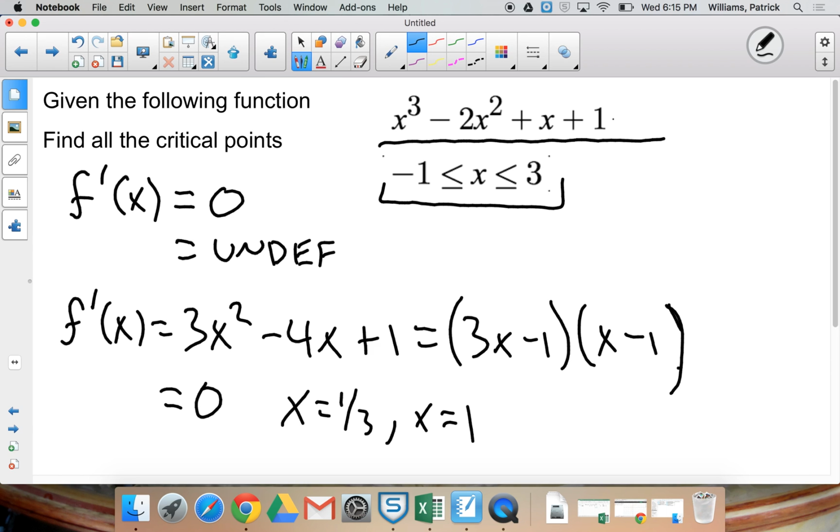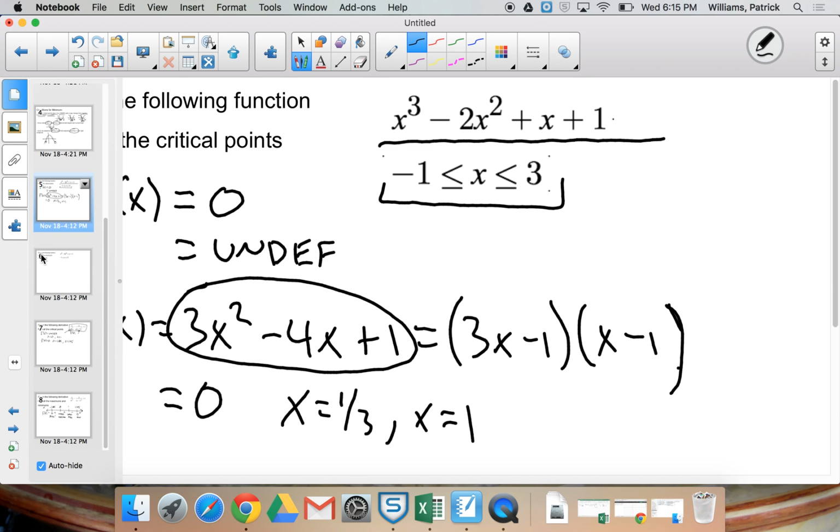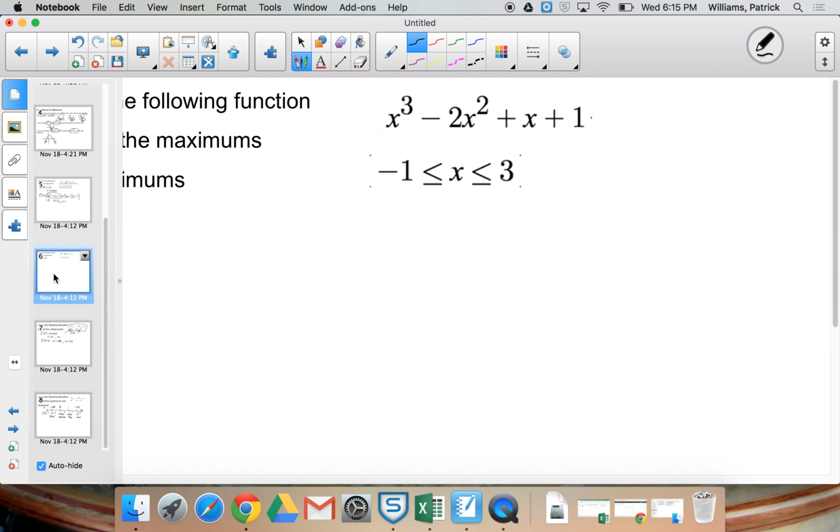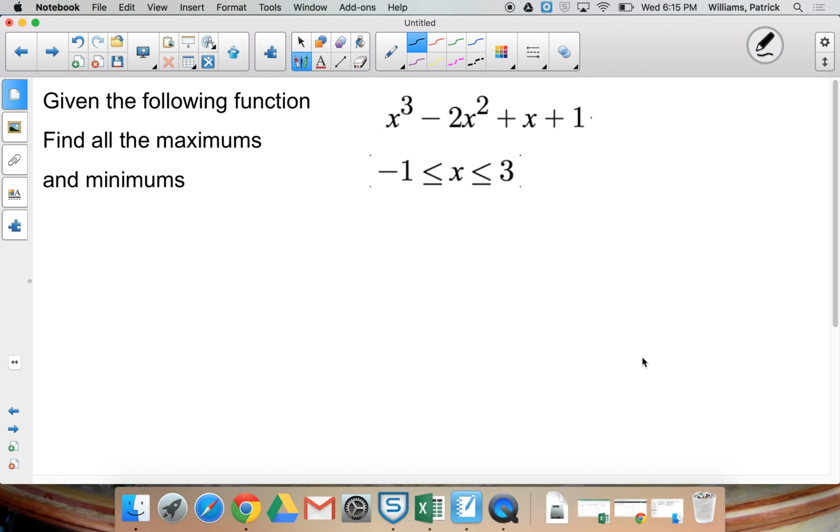Is there a place where f prime of x is undefined? No, this is a function that's continuous everywhere, so we're all good. We don't have to worry about it being undefined. All right, so let's go to the next part of the question, which is now that we have our critical points, find the minimums and maximums of the function.